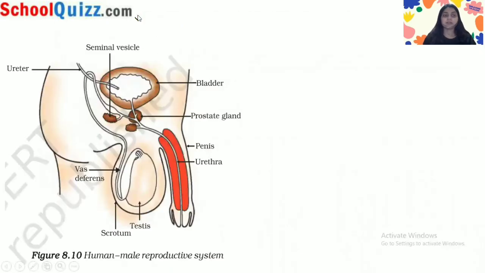So this is the diagram of the male reproductive organ. Okay. So this is called the penis. Okay, here it is written. And this is the testis. Testis is outside of the body. Okay. And this is vas deferens, and this is ureter, this is seminal vesicle, this is bladder, this is prostate gland, and this is urethra. So in a male reproductive organ there are two distinctive and important parts. Okay.